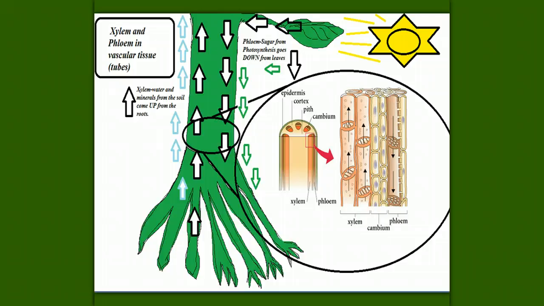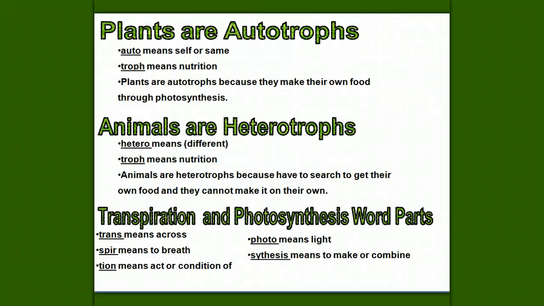And the next thing is just reviewing a little bit about word parts. Now this is an ELA thing, but I want you to remember that plants are autotrophs. Auto means self or same. Troph means nutrition. So plants are autotrophs because they make their own food through photosynthesis. So they give themselves nutrition.